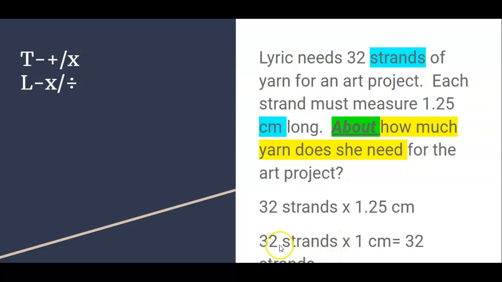So my estimate is that 32 strands times 1 centimeter each gives me 32. Oh, that shouldn't be strands, that should be centimeters.